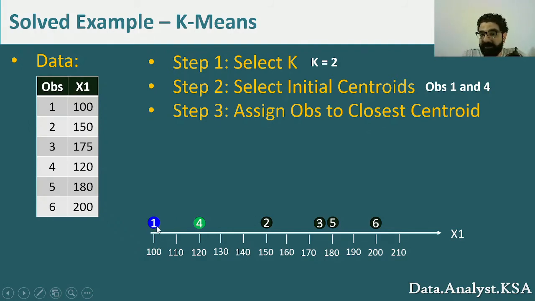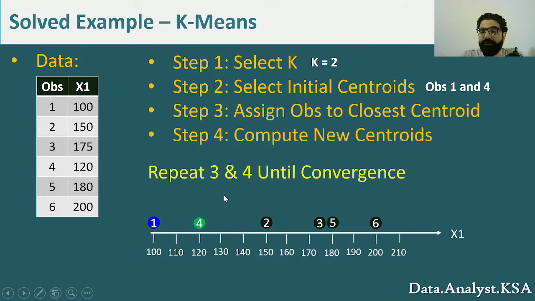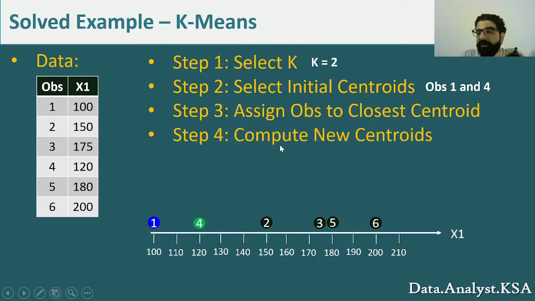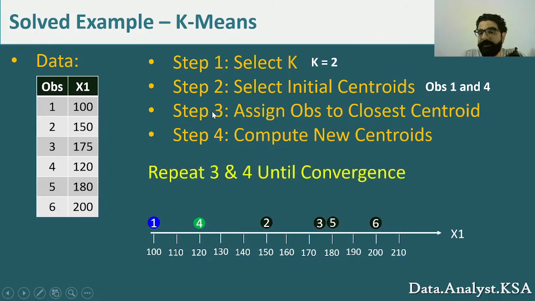So our initial clusters will be 1 and 4, and then we're going to assign the observations to their closest centroids. We're going to assign all of these to either 1 or 4 based on the closer one. Of course you can tell the closer one is 4, but imagine you have 100 data points, you will have to go through the calculation. Now you will compute the new centroids after you finish assigning these 6 observations, and you will repeat steps 3 and 4 until you converge.